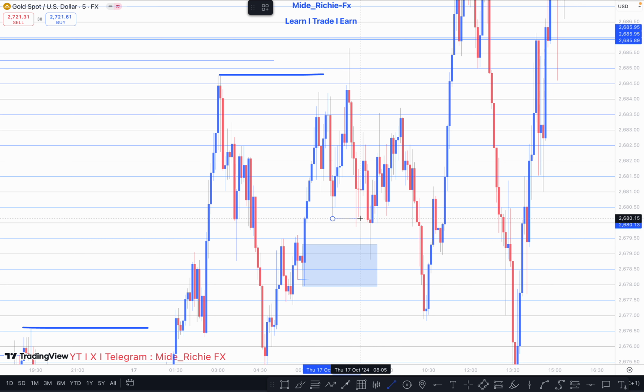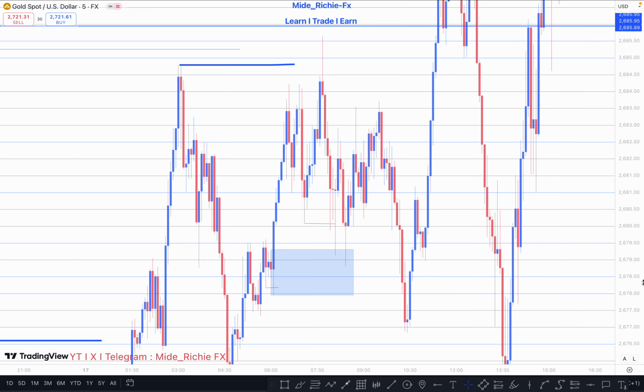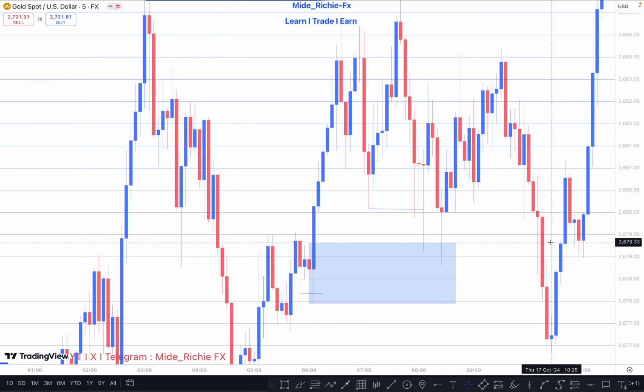Though this inducement right here is not really near, so I would rather call that an IRL, internal liquidity, and every IRL is supposed to be taken out, right? And after the creation of an IRL, we expect an inducement. Okay, so now I was not expecting that. Okay, fine, maybe I will now see maybe an inducement and liquidity, right?